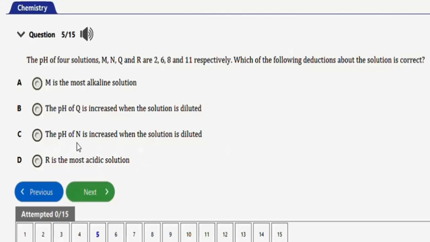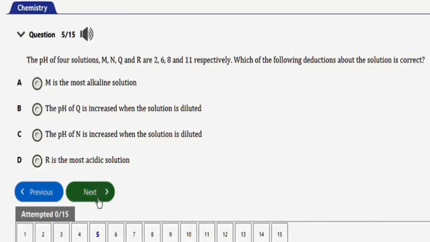The pH of N is increased when the solution is diluted. So when you add water to the N, the pH will increase because it will be less acidic. It will be approaching the value of 7, which is neutral. It will be less acidic. C is the right option.